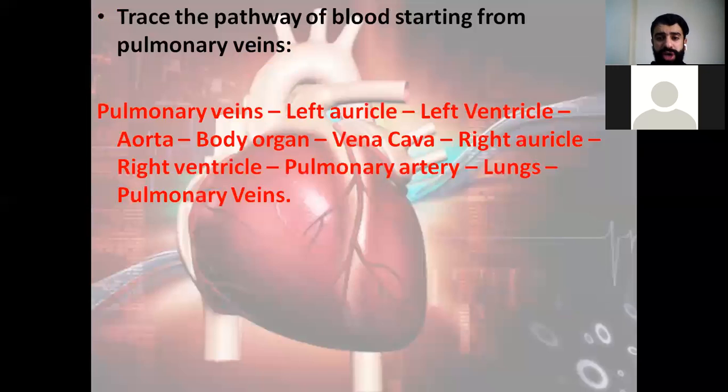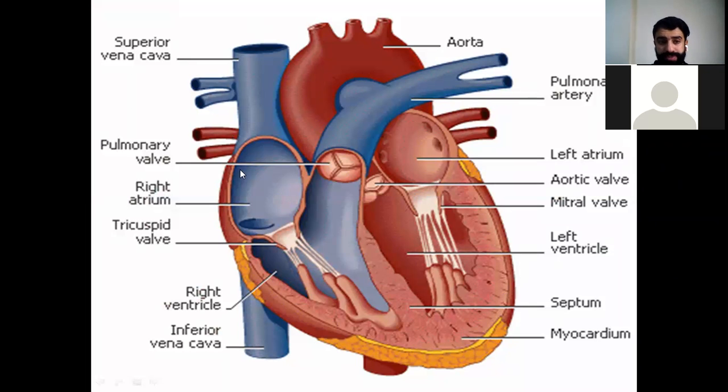So bicuspid and tricuspid valves, what do they do? This is the tricuspid and the bicuspid valves. They allow the directional flow. For example, the blood moves from the right auricle to the right ventricle. And whenever they close here, they prevent the backflow.